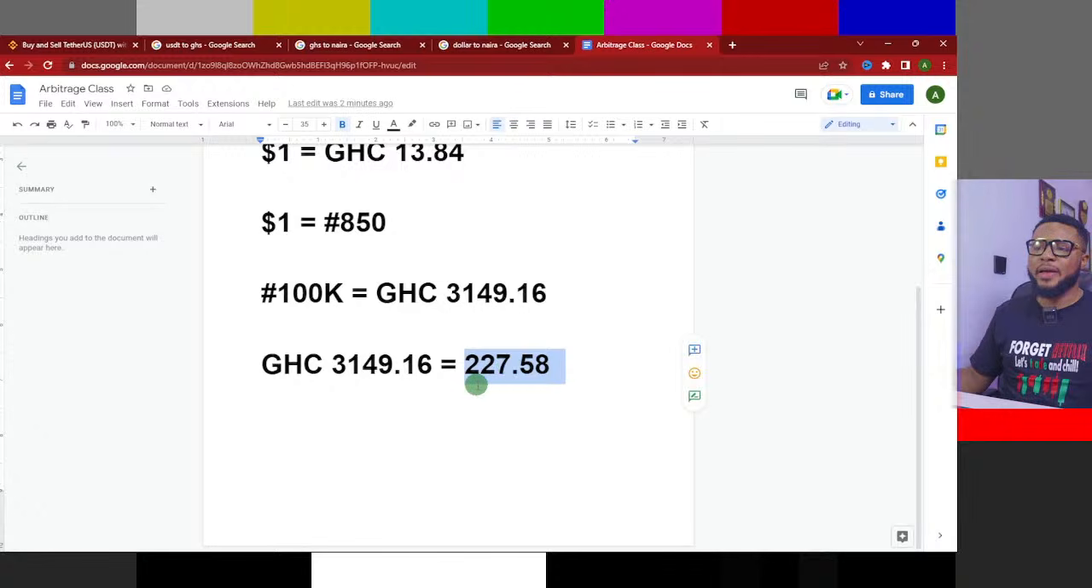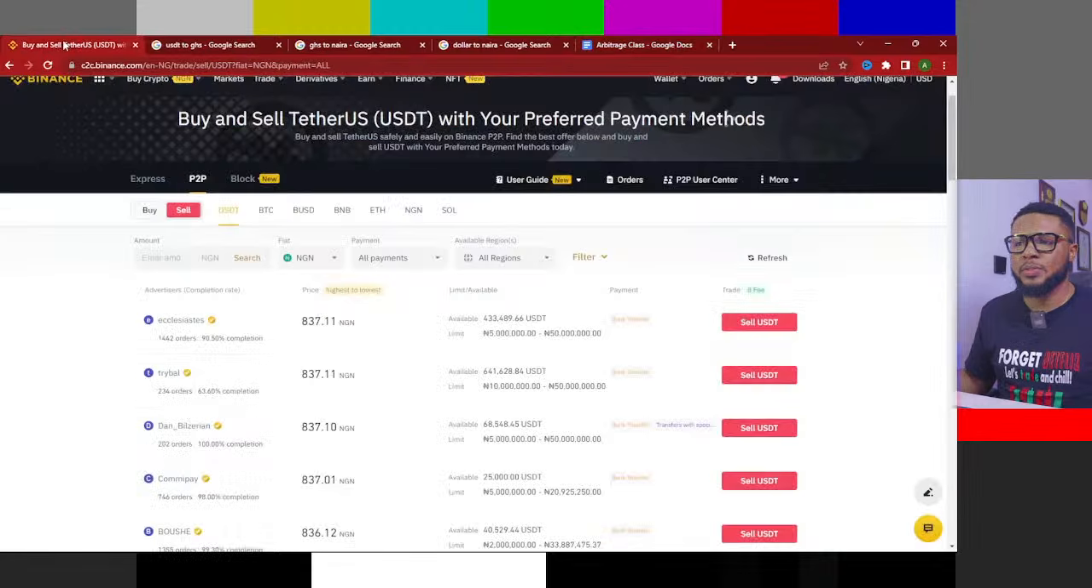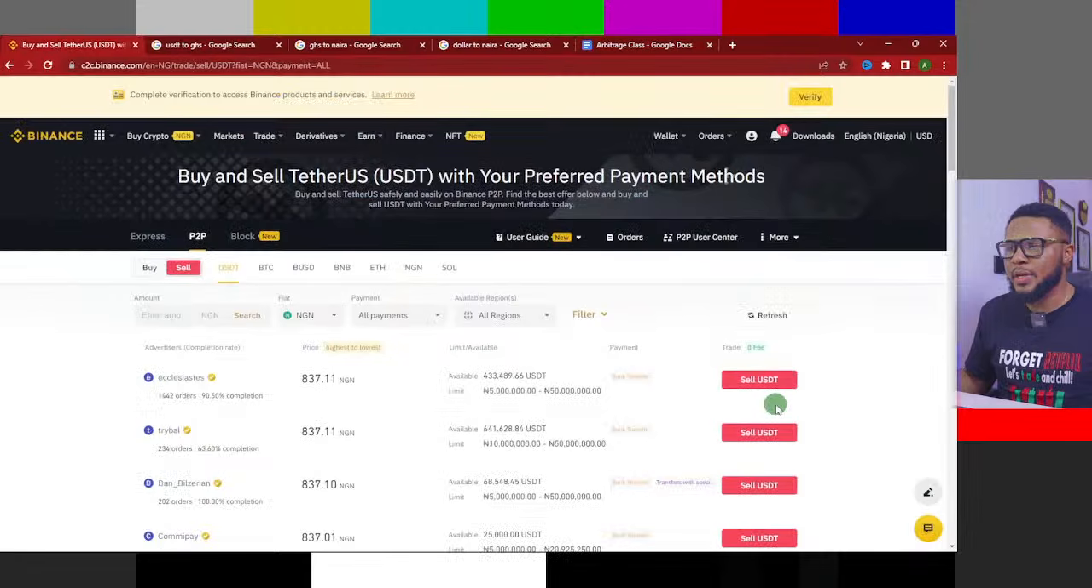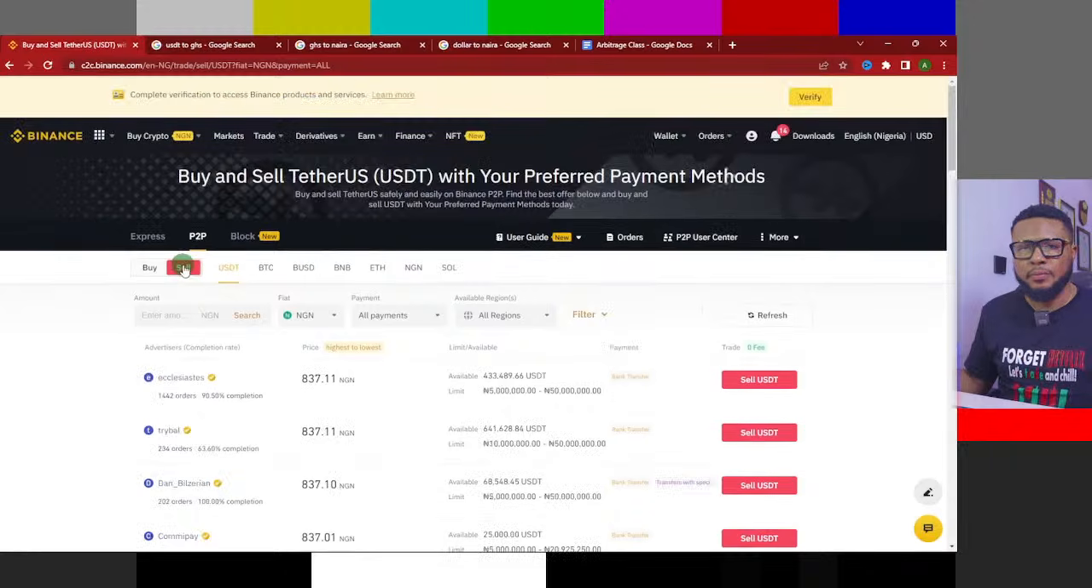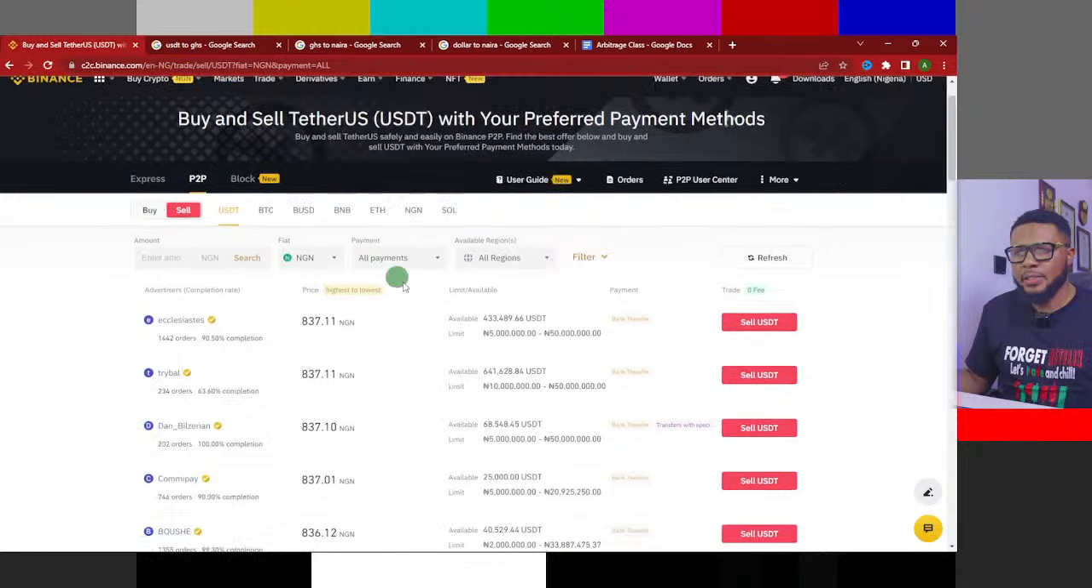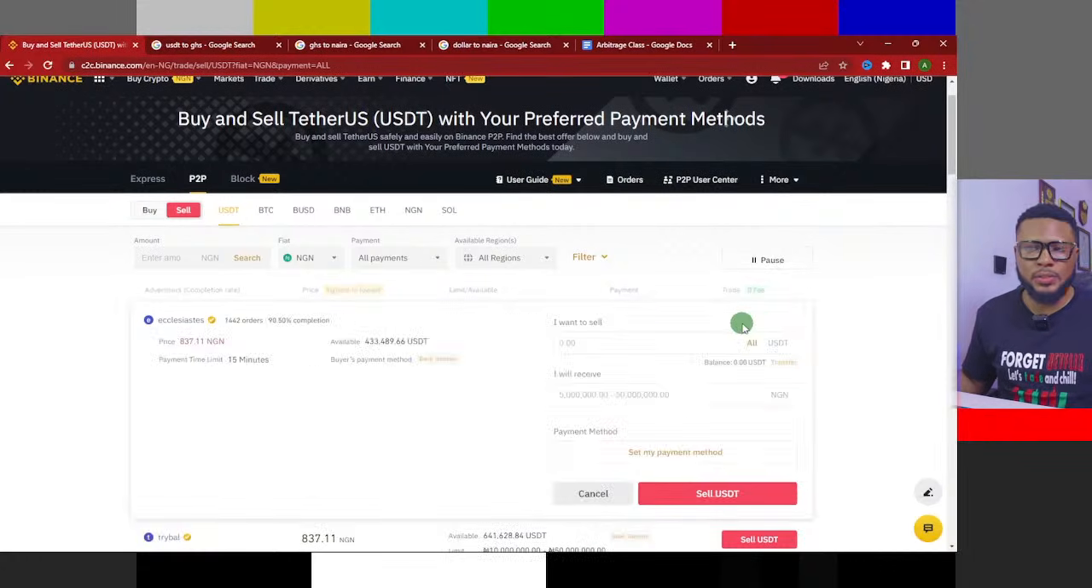So we have 227.58 USDT. So we'll come here. This is the market for the P2P. We came to P2P the first time. So you just click on sell and then you find any seller. So now they're selling 1 USDT for 837.11 naira, right? So we're going to go ahead and click on sell USDT to this seller.